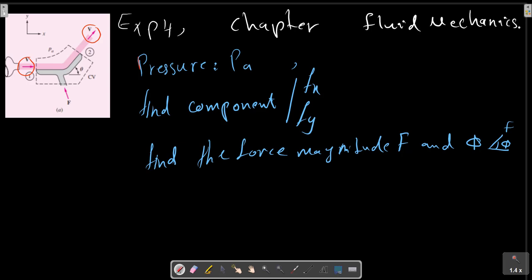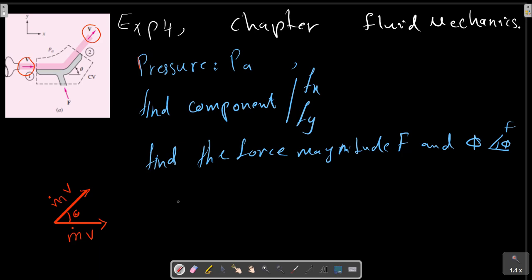At first we have the linear momentum of the inlet flow, which is m dot v in this direction, and also we have an outflow linear momentum in the direction of, for example, theta, with magnitude of m dot v.